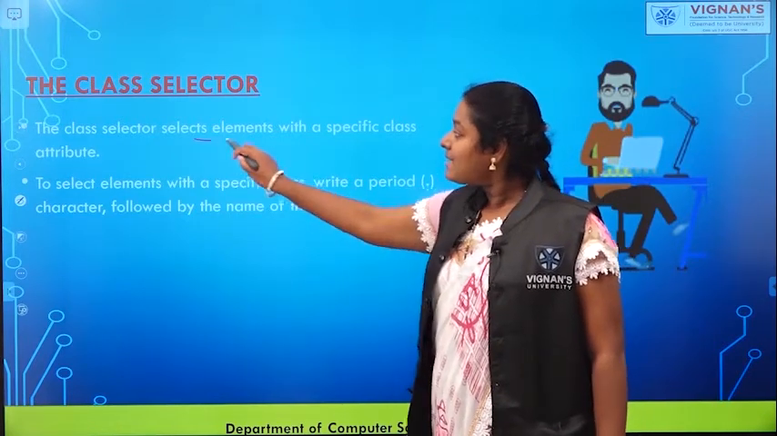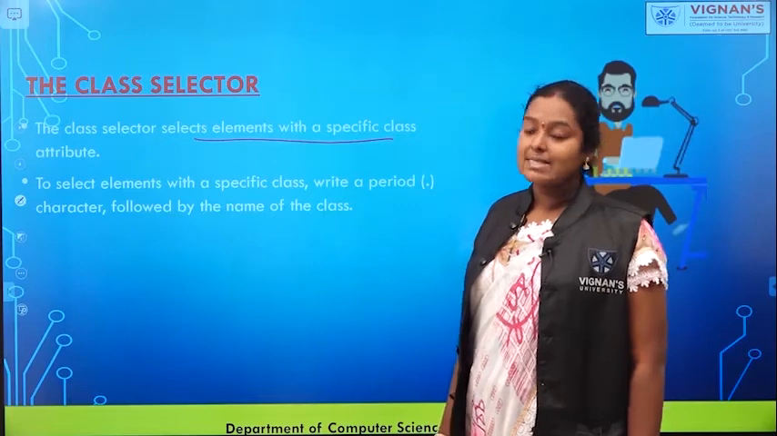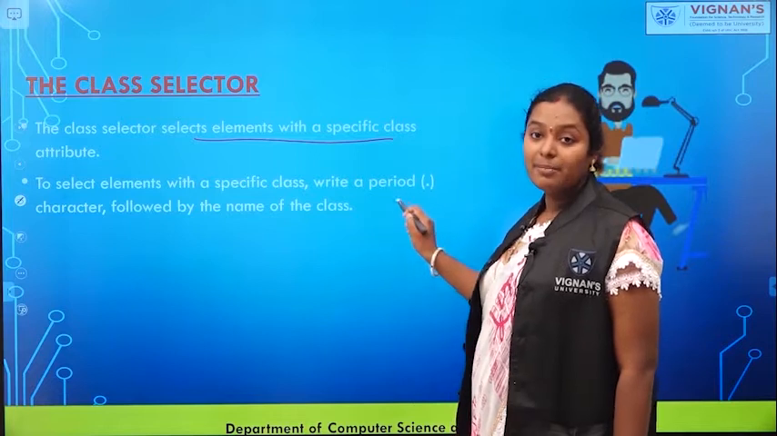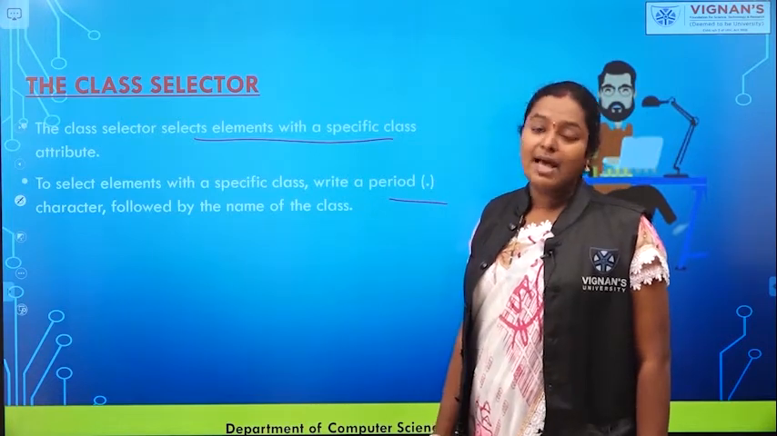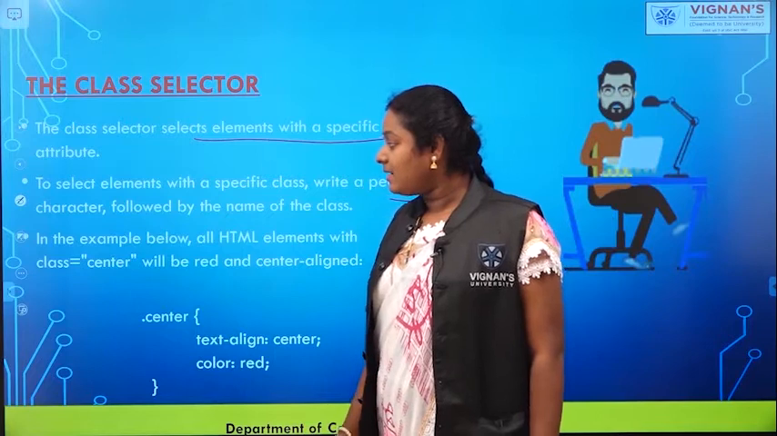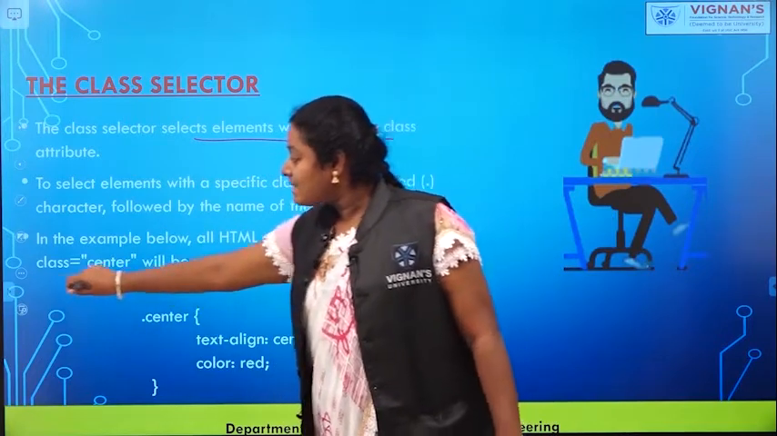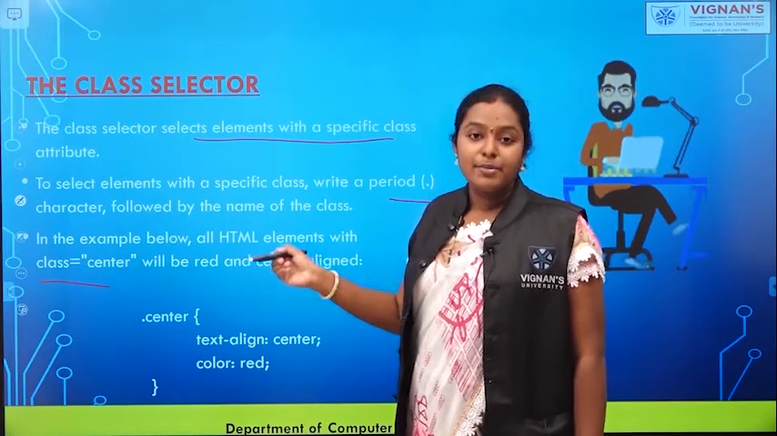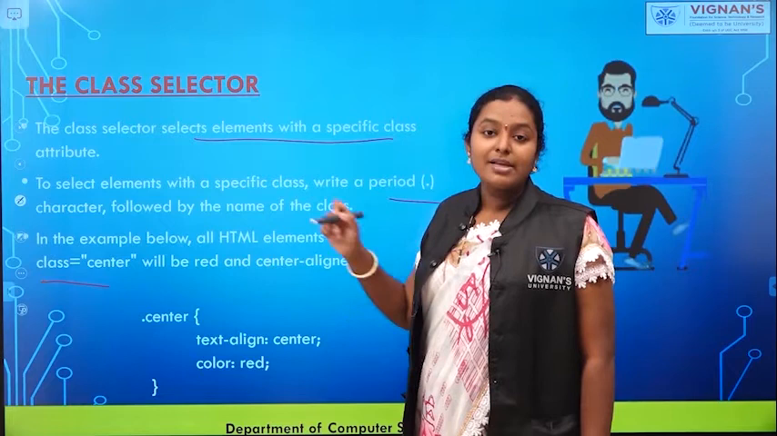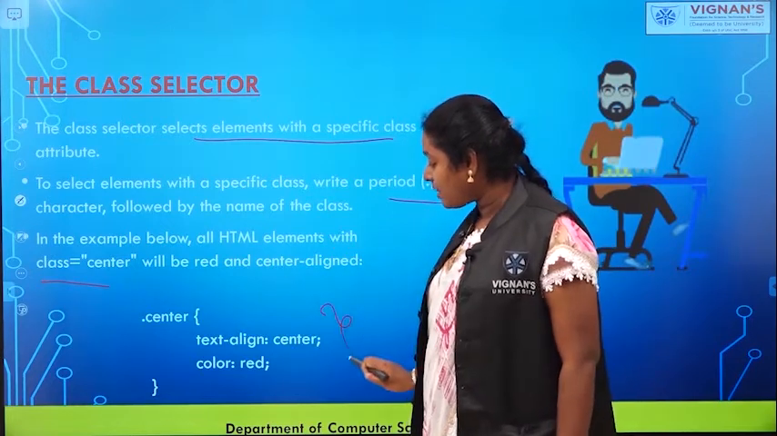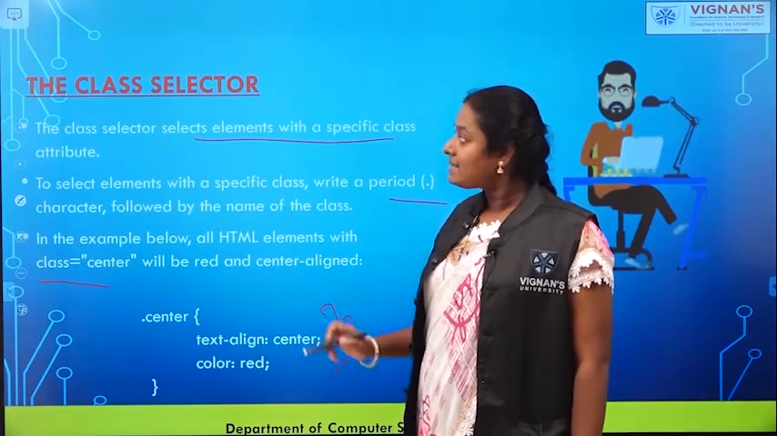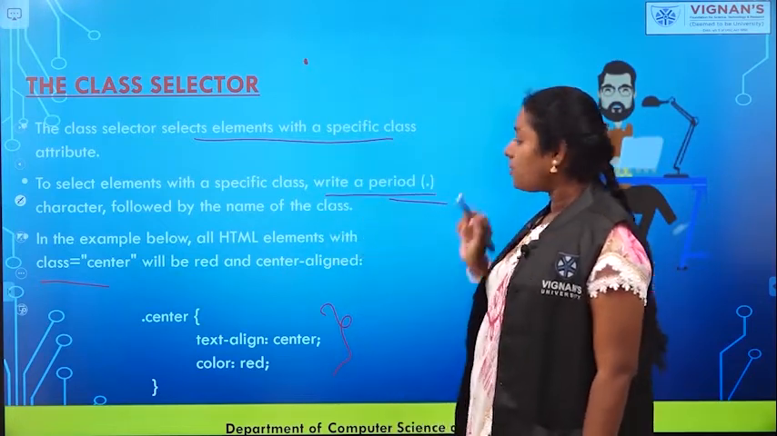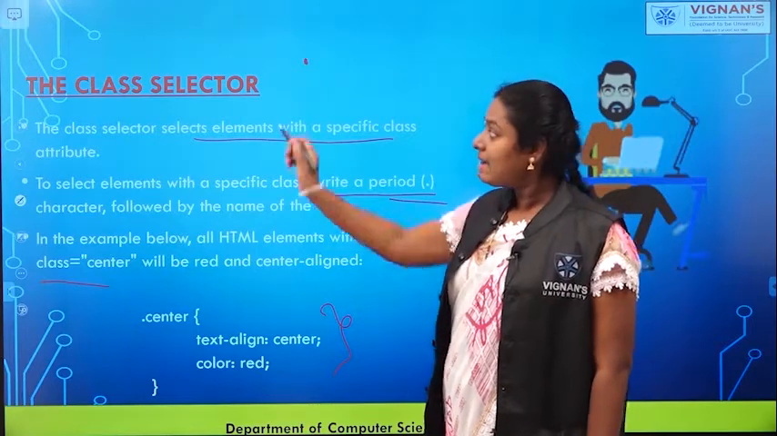So the class selector selects items with a specific class attribute. To select elements with a specific class, you must write a period followed by the class name. If you see here, I am taking an example with class equal to center. For the tags having the attribute class equal to center, the corresponding properties will be applied. How to write the syntax? That is a dot. Dot is nothing but a period character. You have to use the period character for using class selectors.